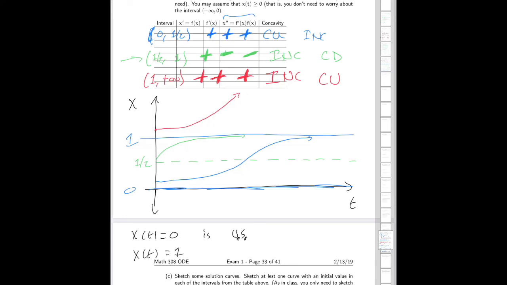Okay, x of t equals 1. This is semi-stable, and again, it's semi-stable because solutions that start a little bit below 1 go up to 1, and solutions that start above 1 go away from 1. Okay, so that's it for this problem.